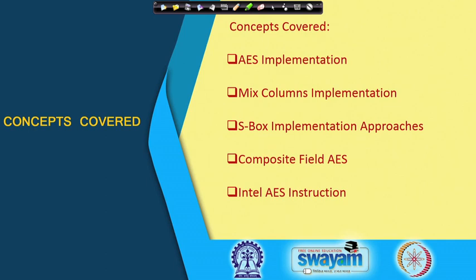We shall be talking about AES implementation. We shall be talking with respect to the components of the AES algorithm, which is essentially the MixColumn operation and the S-Box, or the substitute box, implementation of AES. We shall be trying to apply the techniques of isomorphism that we learned in the last class, and see how we can apply it for realizing a composite field AES.